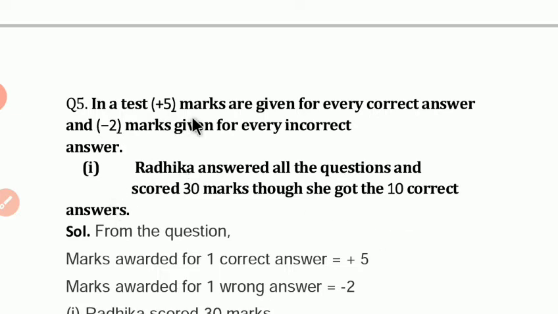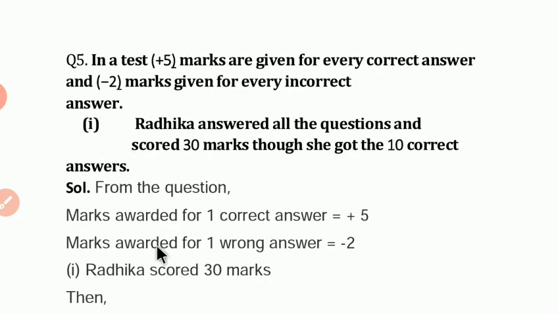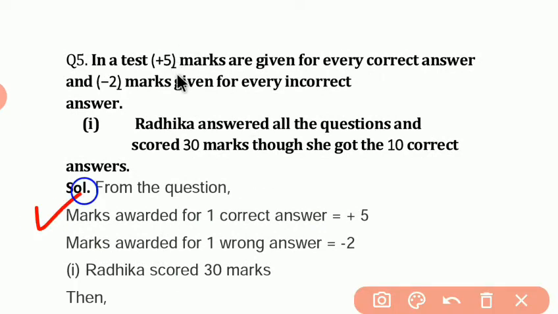This type of question we have already solved in the previous exercise. So let us solve it once again. Here plus 5 marks are given for correct answers and minus 2 marks are reduced for every incorrect answer. So Radhika answered all the questions, but she scored 30 marks and she got 10 correct answers. So first we'll write from the question: marks awarded for one correct answer, it is given how much? Plus 5, and marks awarded for every incorrect answer, it is minus 2. If she does one wrong answer, then minus 2 marks will be reduced from her total marks.